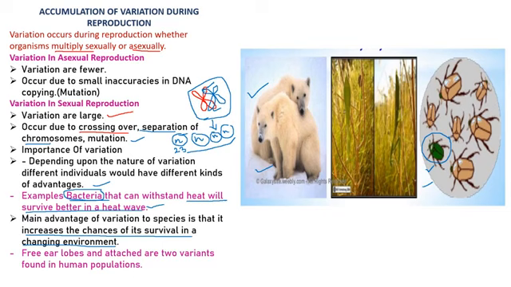Here is a little variation in human beings: free ear lobes and attached ear lobes. These are the two variants found in the human population. Anyways, free or attached ear lobes are not going to help in surviving. It is just a variation.